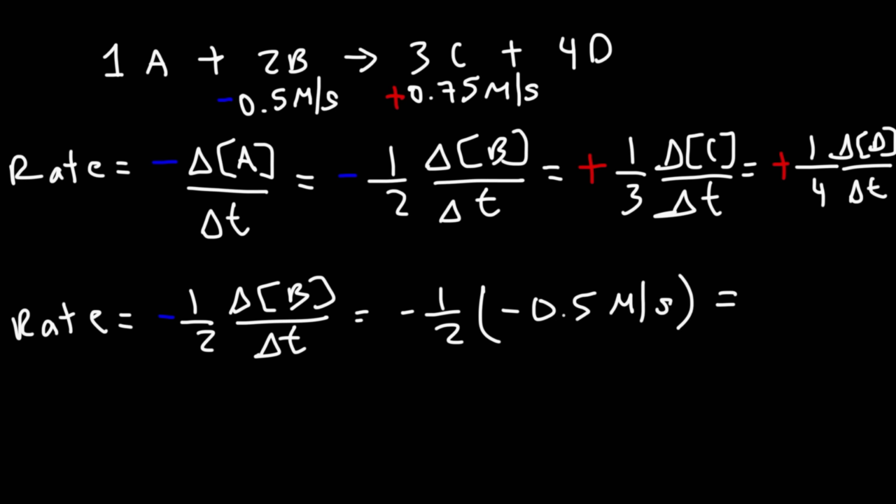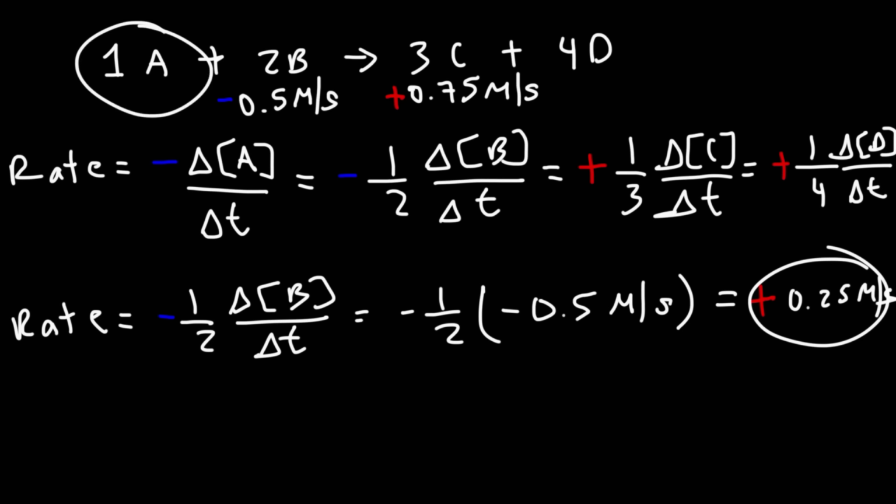So negative 1/2 times negative 0.5, this is going to be positive 0.25 molarity per second. So notice that the rate of the chemical reaction is going to be equivalent to the rate of the change in concentration of a substance with a coefficient of 1. In the case of A, it would simply be negative 0.25.